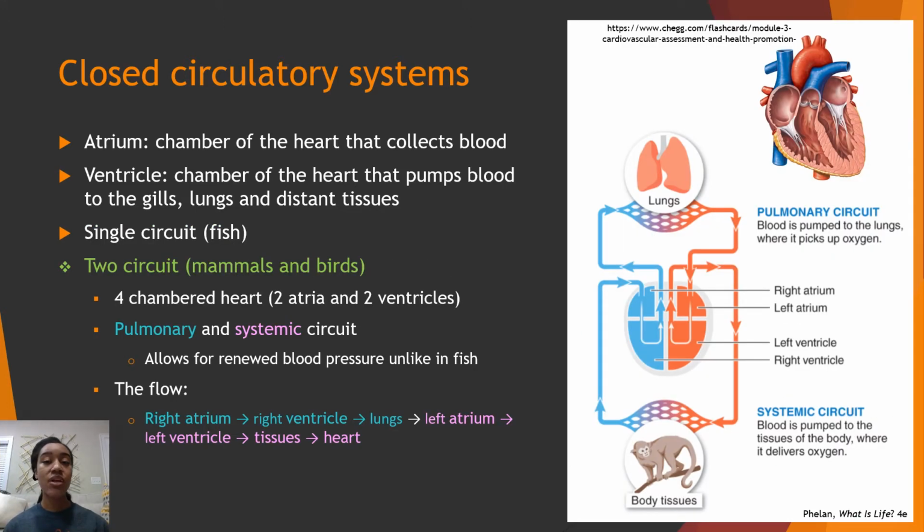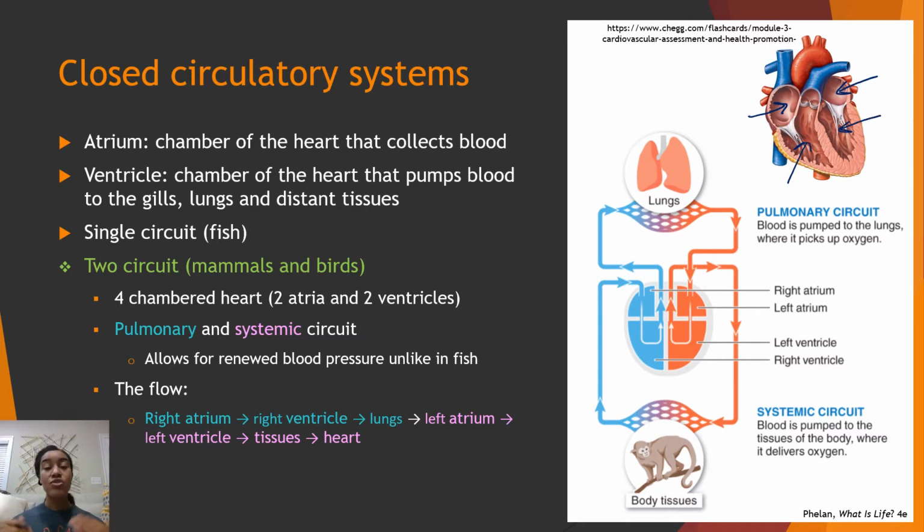The single circuit closed circulatory system of fish is very different from the two-circuit closed circulatory system that we see in mammals and birds. One major difference is the fact that our hearts are structurally different. So in fish, they had two chambers, one atrium, one ventricle. In mammals and birds, we have four chambers. We have two atria, so one here and one here, and we have two ventricles, one here and one here.